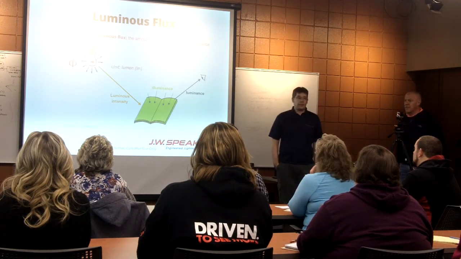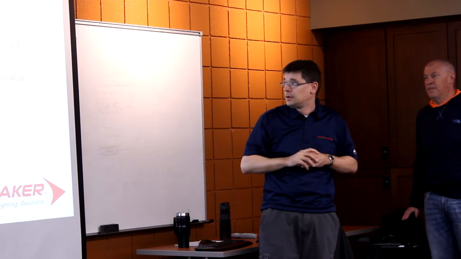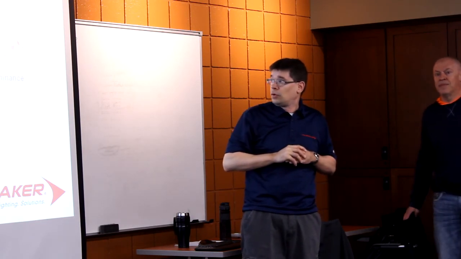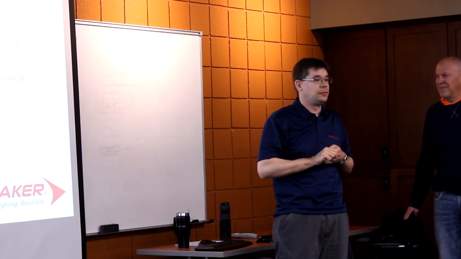So the first one we'll talk about is luminous flux. That is the total amount of energy radiated by a source. So over on the left side of the diagram there, we have a light bulb, and the luminous flux is the total amount of light that's radiated by that source, all of it all together. The unit of measure for that is lumens, which is a term you've all heard, I'm sure.